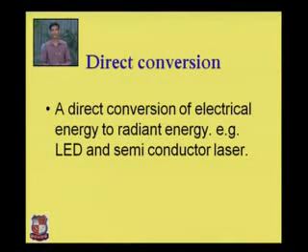Third is the direct conversion. When your electrical energy is directly converted into radiant energy, such kind of pumping is known as direct conversion. Right? LED or the semiconductor laser use this kind of direct conversion pumping, in which your electron and holes recombine and directly give out the radiation. So whenever you apply the forward bias to the light emitting diode or the semiconductor laser, whatever the electrical energy which is supplied is directly converted into the luminous energy or the light. So such kind of pumping is known as the direct conversion.